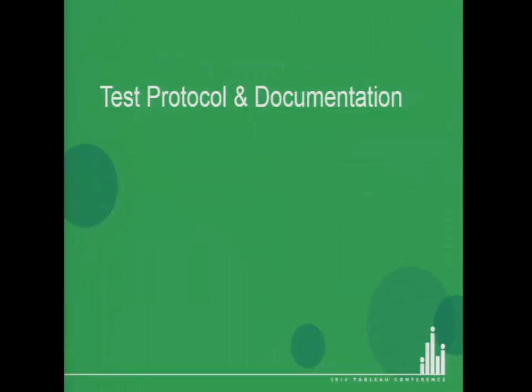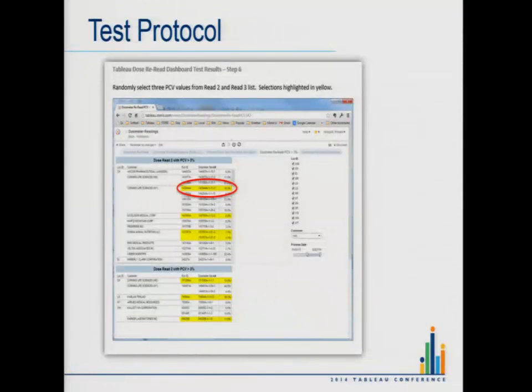Finally, the test protocol and documentation of the testing. This is just an example of one that we did. This is just one page where the test indicated that we should randomly select three, in this example, PCV values, or percent coefficient of variation. And this was a viz that was done showing our dosimeter readings.